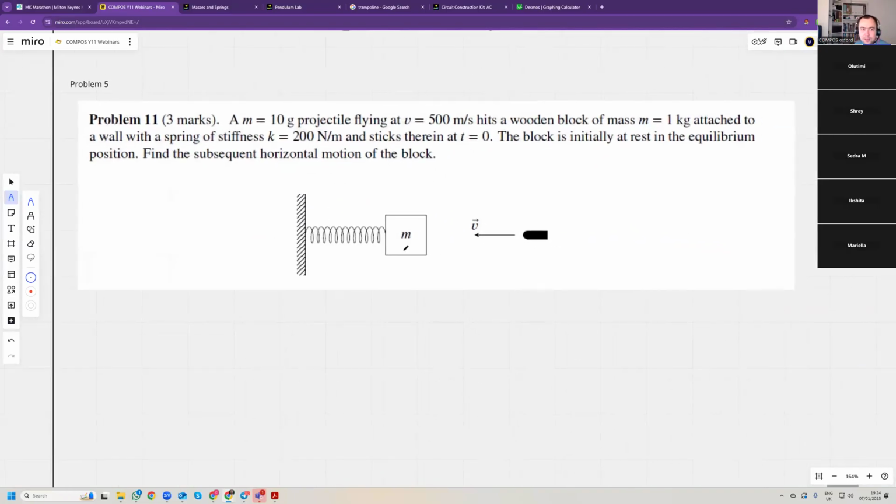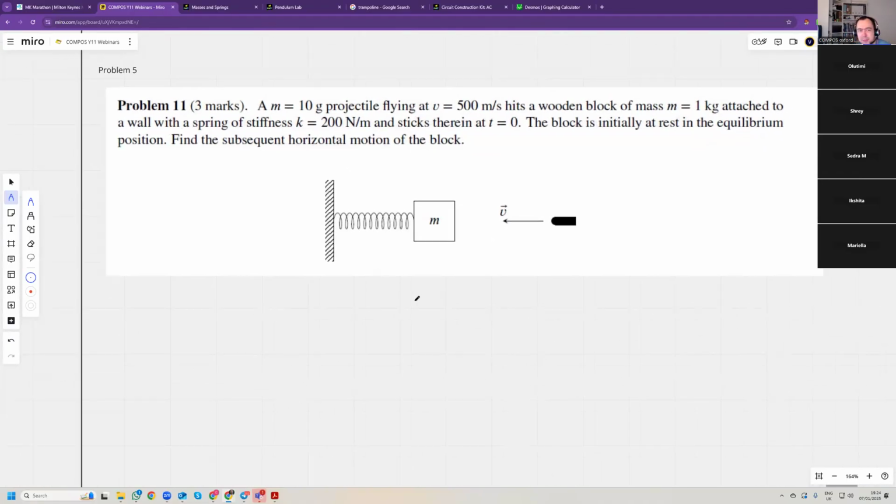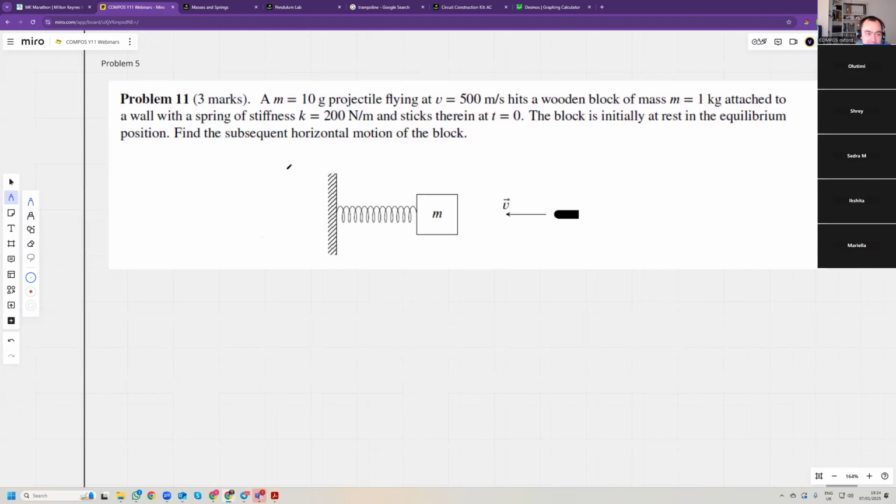So I want to go through problem 11, maybe not the whole thing. It is a difficult assignment, so might as well just help you with it. A 10-gram projectile flying at 500 meters a second hits a wooden block of mass 1 kilogram, attached to a wall with a spring of stiffness 200 newtons per meter, and sticks therein. The block initially at rest is in the equilibrium position. Find the subsequent horizontal motion of the block.